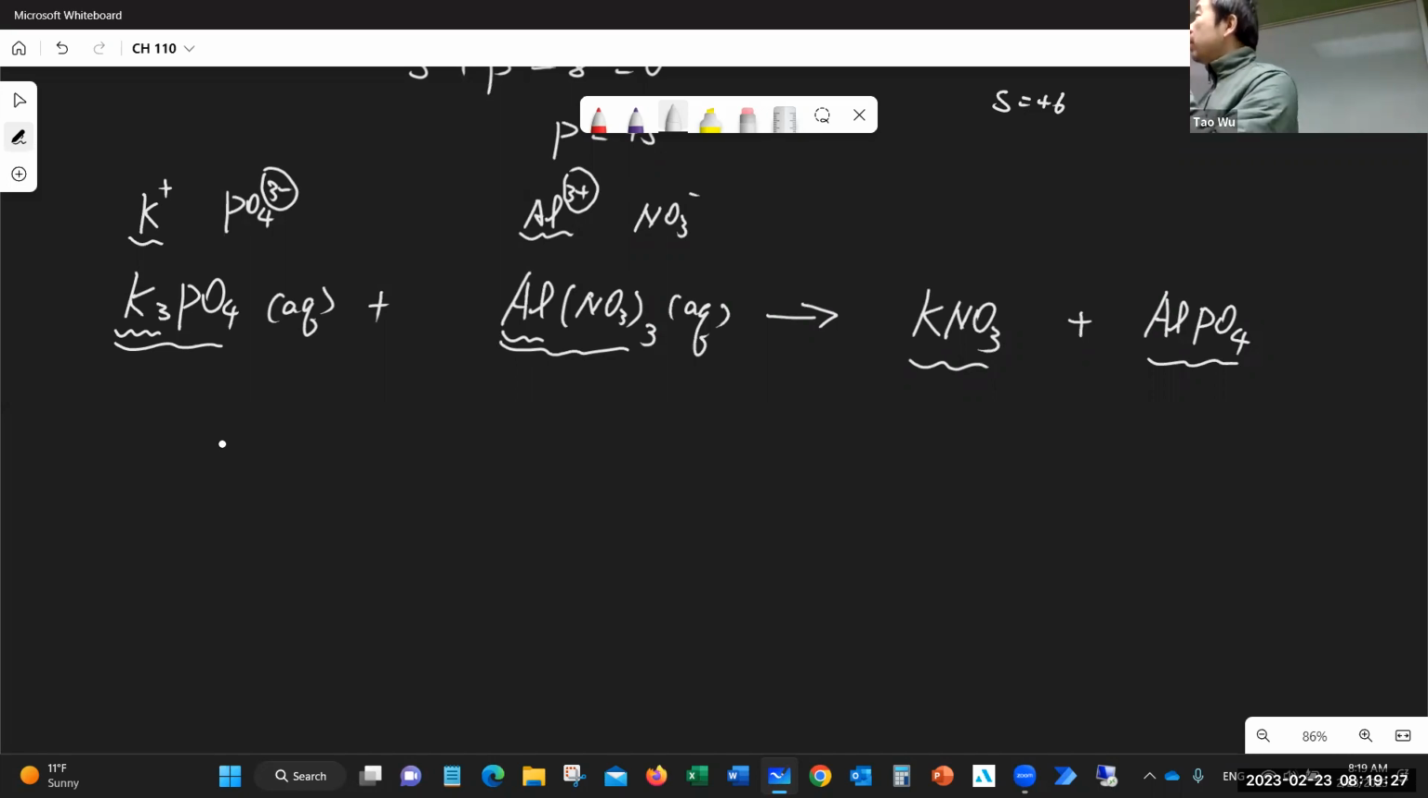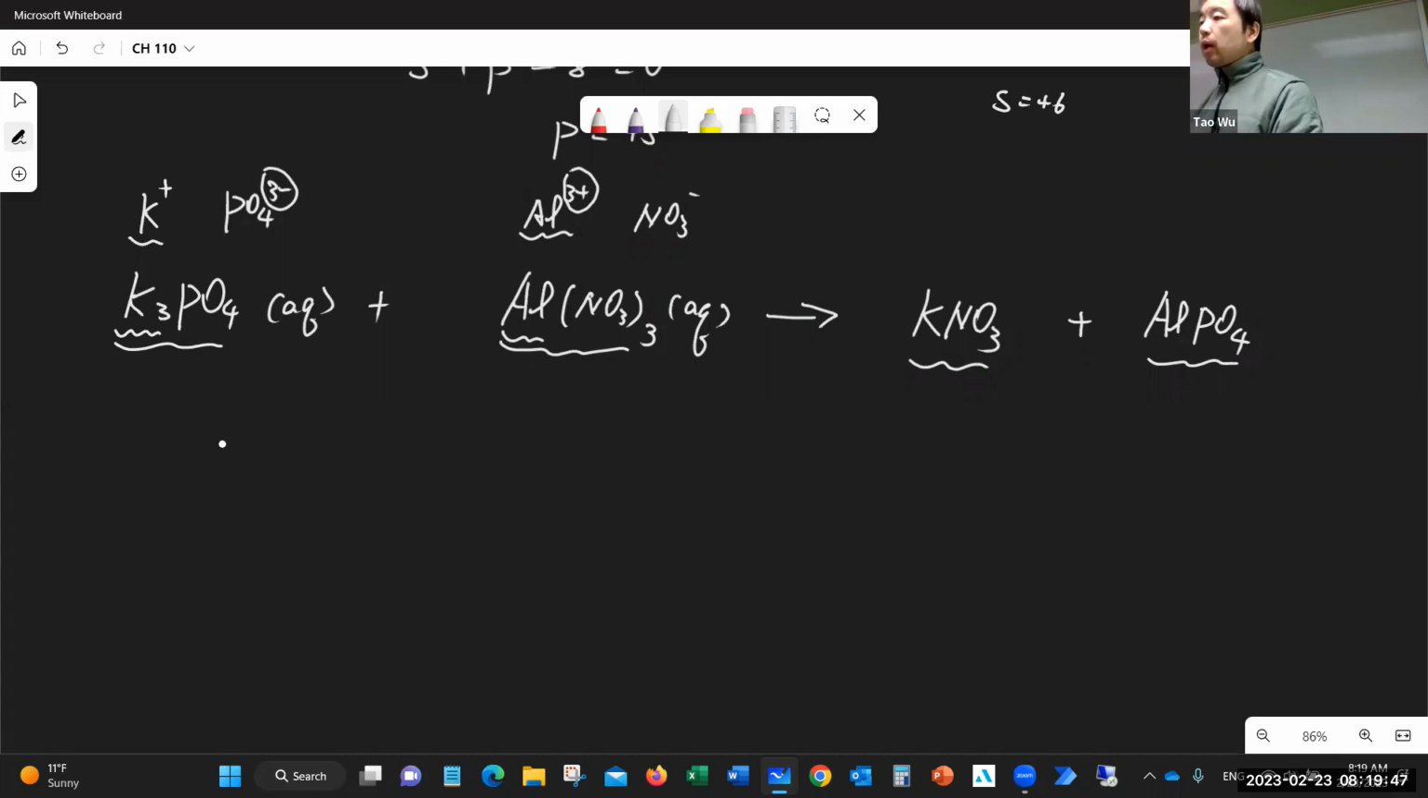Okay, yeah, so that's why once you write the correct formula, you need to make sure what the charge is for each of the cations or anions. Then you make a correct formula, right? Yeah, so those are the ionic compounds. So based on the charge, you determine what kind of formula it will be.